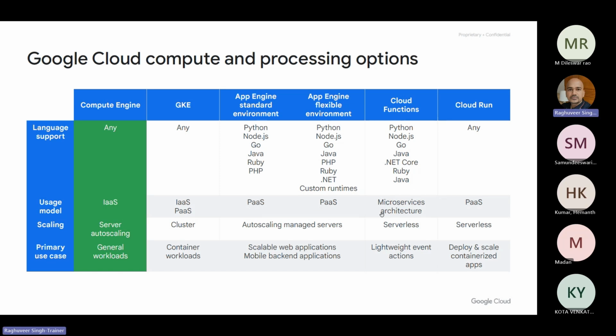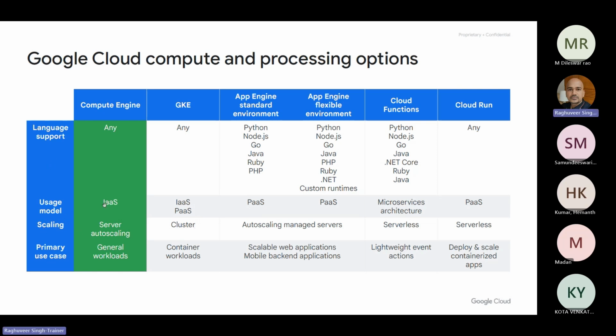Cloud Function is primarily meant for microservices architecture. So if you have applications configured with the microservices design pattern, then you can use Cloud Functions for it. And Cloud Run is also a PaaS environment. When I say PaaS, it means that you bother about your application and data and let the infrastructure be managed by Google Cloud. So Google takes all the pain of management and administration.